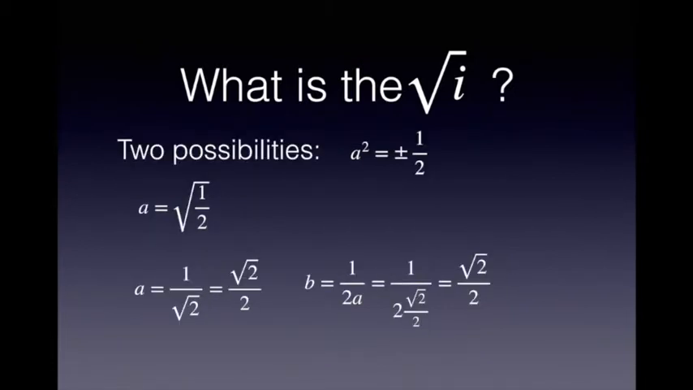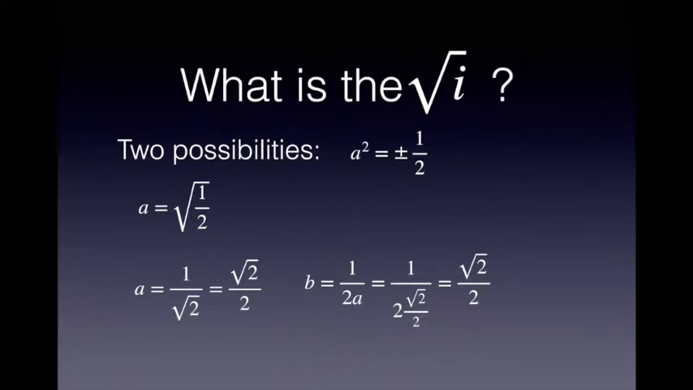All right, so I have two possibilities for this. Because remember, anytime you take the square root, I'm going to have a positive possibility or a negative possibility. So a could either be equal to the square root of 1/2, or it could be equal to the negative square root of 1/2. And I'll do the positive square root of 1/2 first.